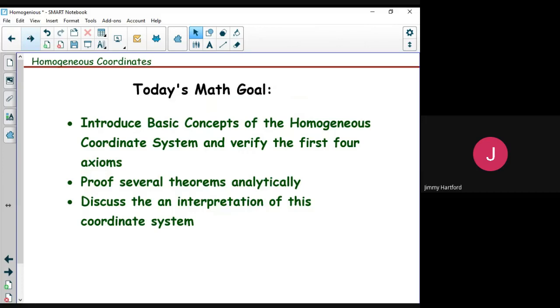Some of our goals today are to introduce the basic concepts of homogeneous coordinates and verify some of the axioms. We're going to prove several theorems analytically, and we're going to discuss the interpretation of this coordinate system as far as what it means for our projective geometry. We won't necessarily cover this in this order.